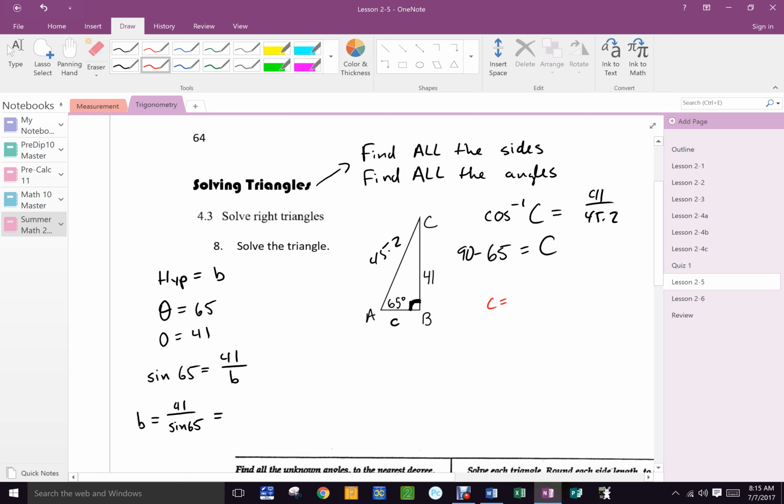I have a theta. So could I do tan with opposite and adjacent? Would that work? Right. Tan of 65 is 41 over little c, right? Could I do cos of 65 is little c over 45.2? Does that work? Yeah. Does tan of 35 equals little c over 41 work?